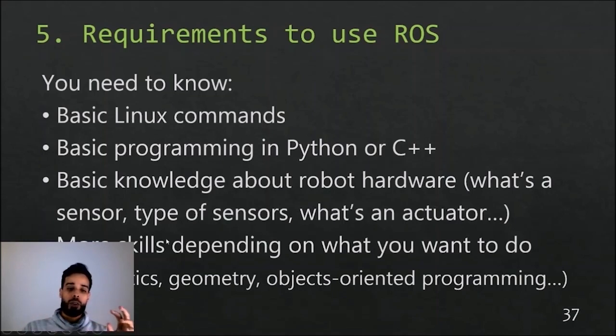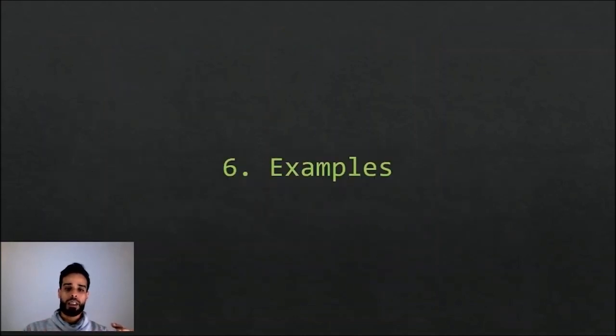Okay, and of course, if you want to do more complex stuff, for example moving industrial arms, you need to know some geometry and kinematics. It's good to know. For example, if you want to create a very large code base in ROS, you need to know object-oriented programming, because it will be very useful to practice it. But don't worry, for the following example we only need just the basics of Python.